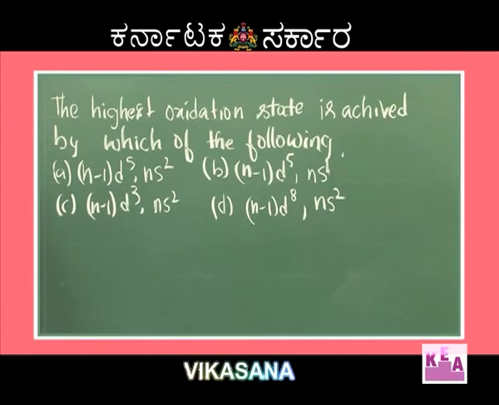Now we'll move to the next question. The highest oxidation state is achieved by which of the following electronic configurations? Option A, (n-1)d5 ns2; B, (n-1)d5 ns1; option C, (n-1)d3 ns2; option D, (n-1)d8 ns2.